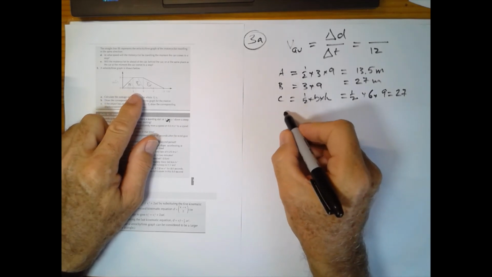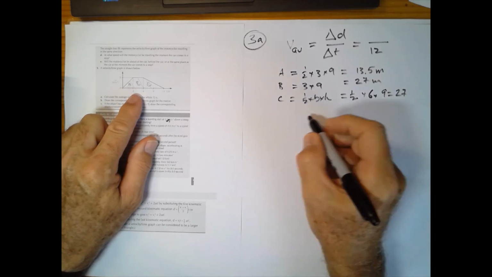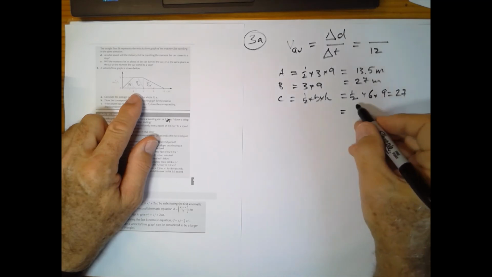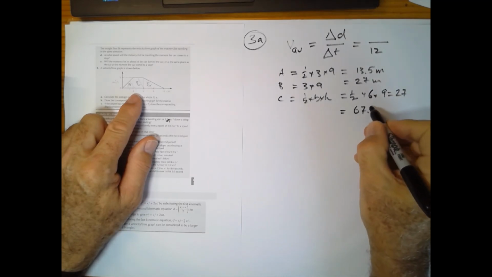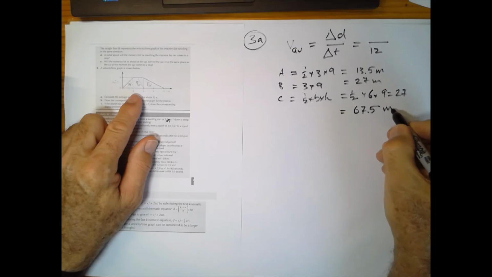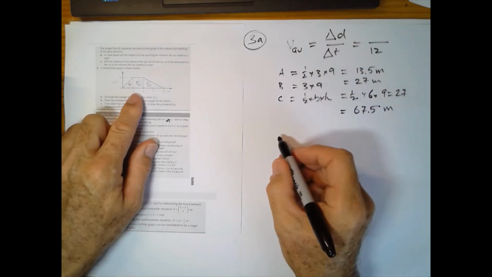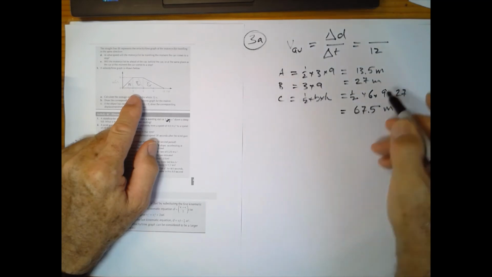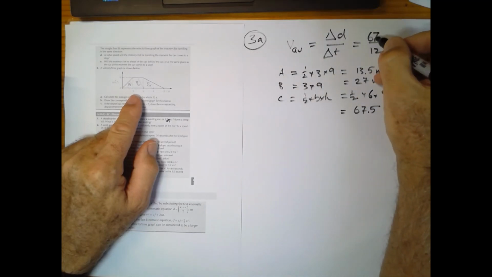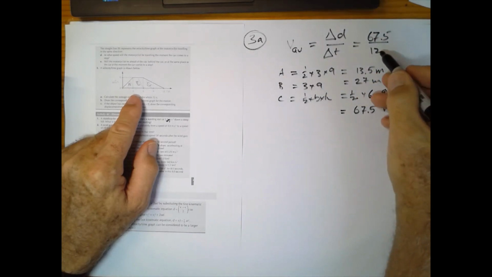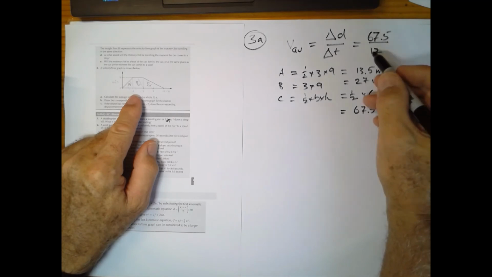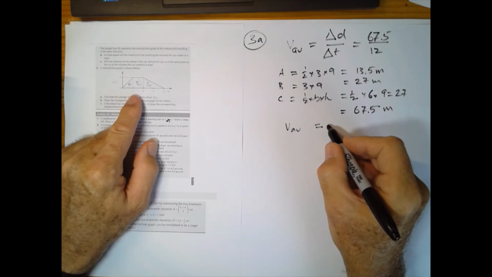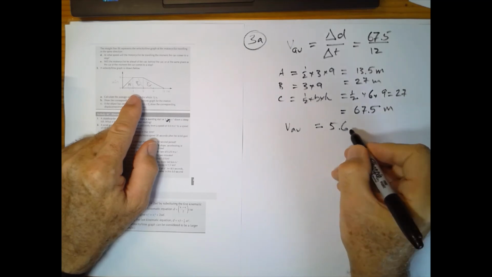So the total area is equal to 13.5 plus 27 plus 27, which is 67.5 meters. So we now have the total displacement, 67.5, divided by the time, 12 seconds, so the average velocity is equal to about 5.6 meters per second.